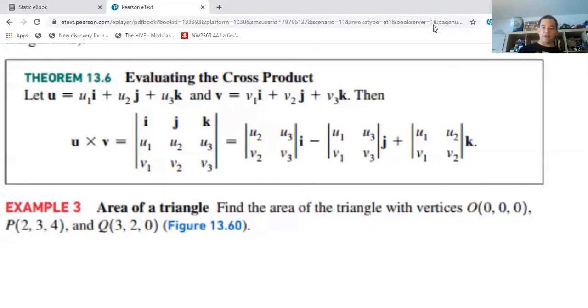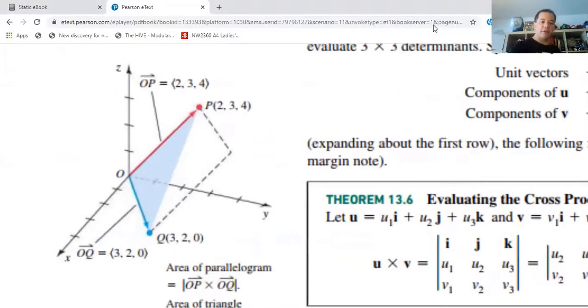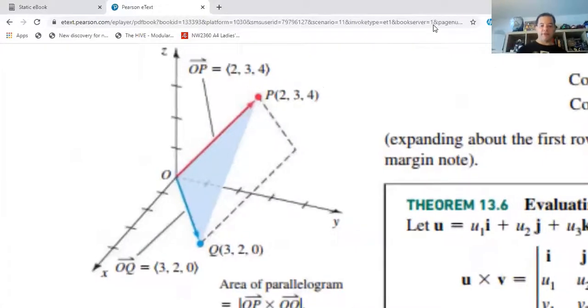So our example right now, we have, put it back on the screen. It says, find the area of the triangle with vertices 0, 0, 0. So the vertices are the origin. The point 2, 3, 4. And the point 3, 2, 0. And I'm going to show you so you can see the diagram right there. So there's a diagram in 3 space. So we have the origin is going to be one of them.